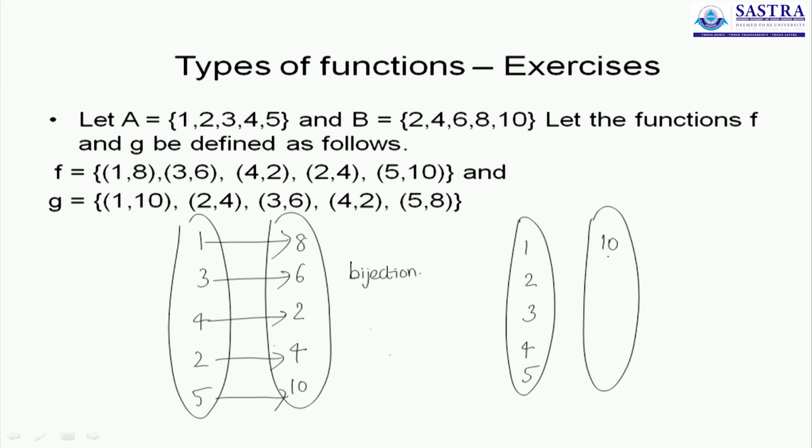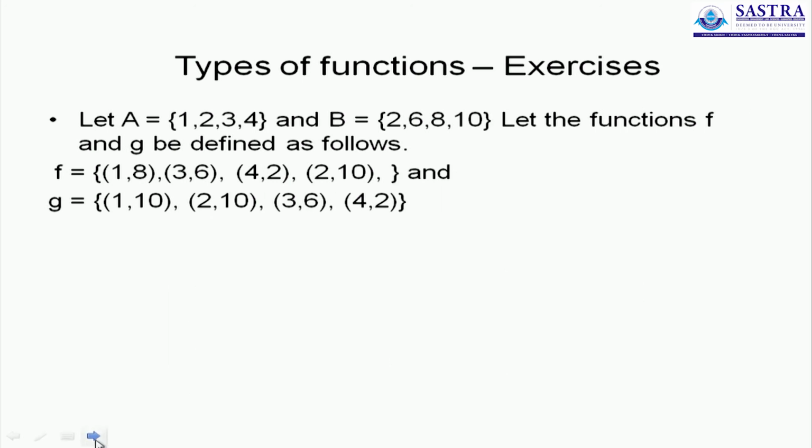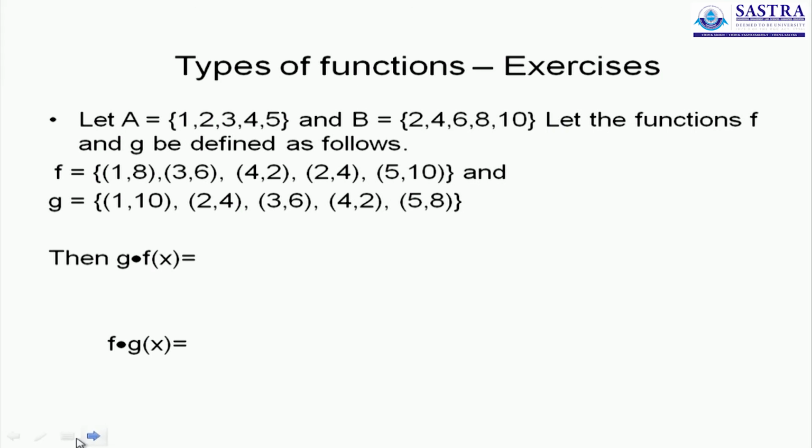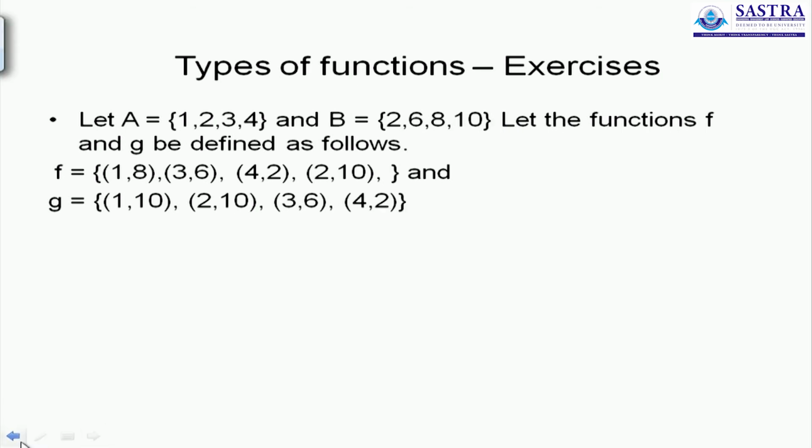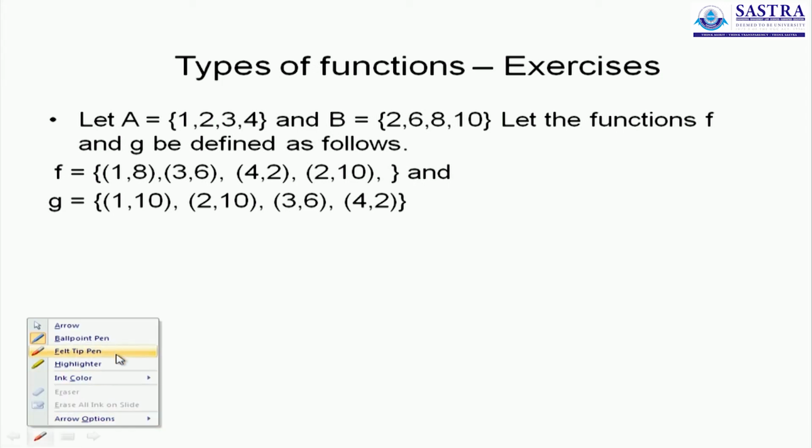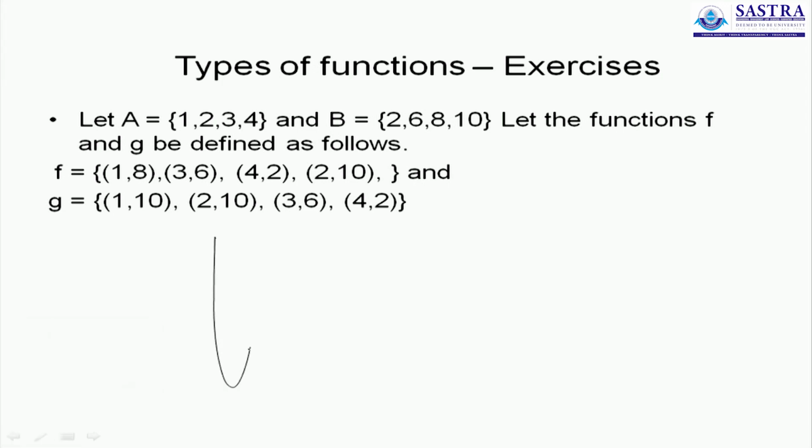1 goes to 10, 2 goes to 4, 3 goes to 6, 4 goes to 2 and 5 goes to 8. You will see that this is also an example of a bijection. So both f and g turn out to be bijections. We'll have a look at one more example, the final example of today's class.